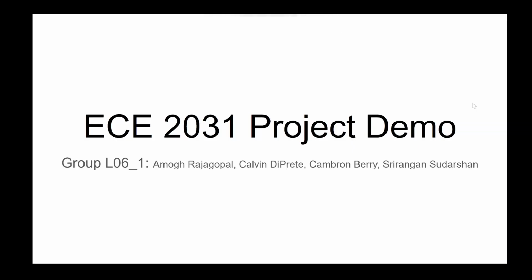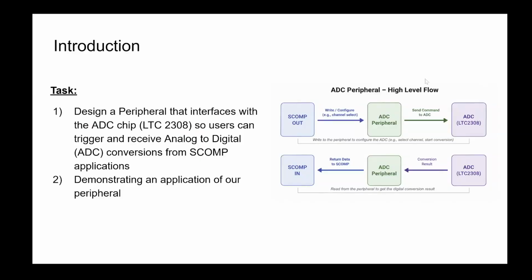Okay, this is our ECE 2031 project demo. A little introduction to our peripheral. Our task was to design a peripheral that interfaces with the ADC chip, which was the LTC 2308, so that users are able to trigger and receive analog to digital conversions from SCASM applications. And then on top of that, we were tasked with demonstrating an application of the peripheral that we built.